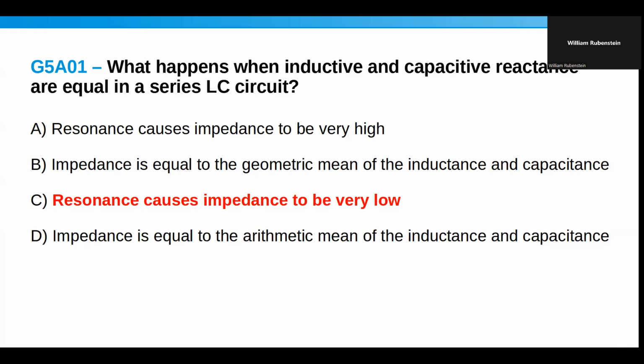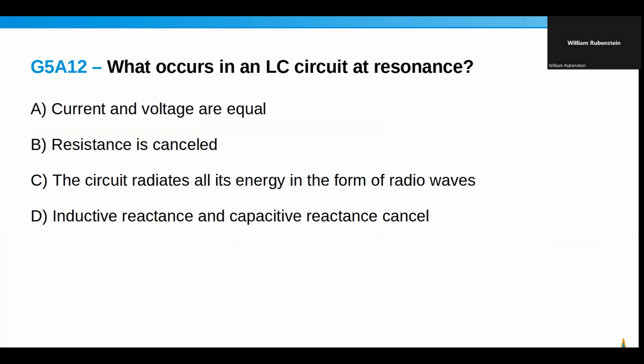If you had a parallel LC circuit, we hadn't got to it yet, you're going to treat the reactances like you would parallel inductors. So it's going to be the reciprocal of the reciprocals. So you wind up having a very high impedance in parallel with whatever the resistance is. Hopefully that's what occurs in an LC circuit at resonance.